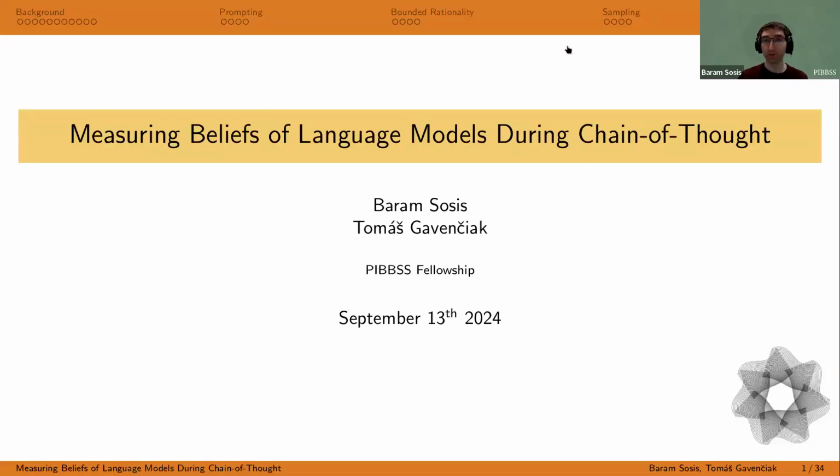I'm going to be talking about work I did this summer with my mentor Tomasz on measuring the beliefs of language models during chain of thought reasoning.